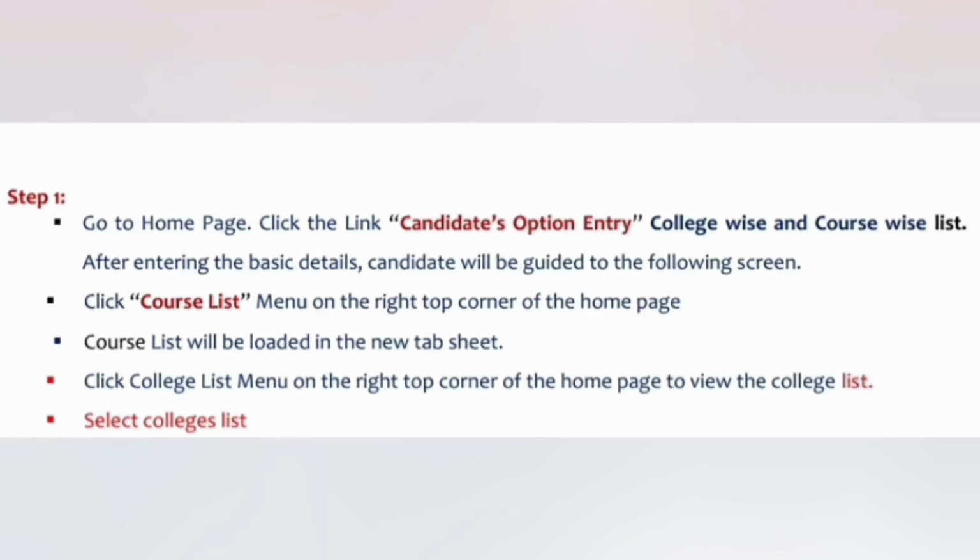So the first step, right, you have to go to the home page, and there you will get the candidates option entry, which I have already shown. Within that candidates option entry, you will see a college-wise and course-wise list. So two important things are there, right? First you have to see the college list, then only you can select the college, which I mentioned in column 1, and then the course list, which I mentioned in column 2.